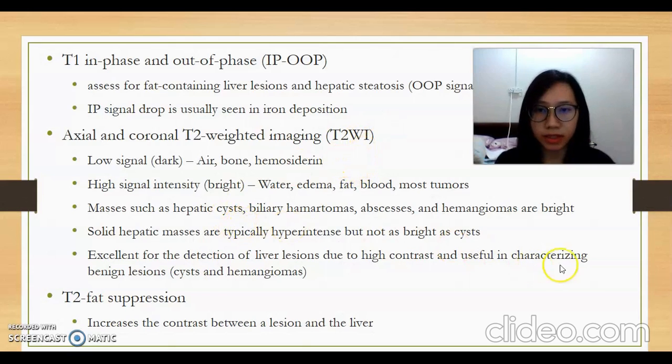Masses such as hepatic cysts, biliary hematomas, abscesses, and hemangiomas will also appear bright in T2. Solid hepatic masses are typically hyperintense, but not as bright as cysts. T2 is excellent for detection of liver lesions due to high contrast, and is also useful in characterizing benign lesions, cysts and hemangiomas. There is also T2 fat suppression, which will increase the contrast between a lesion and the liver, so this will better differentiate the liver lesions in MRI liver.